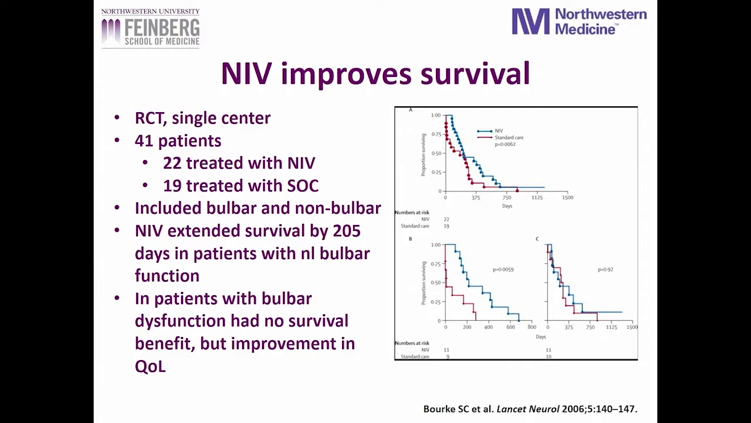This graph down here shows people who are non-bulbar, and they had a significant improvement in their lifespan, as opposed to people who were bulbar, who actually did not have any improvement in survival, but they did notice a benefit in improvement of their quality of life.